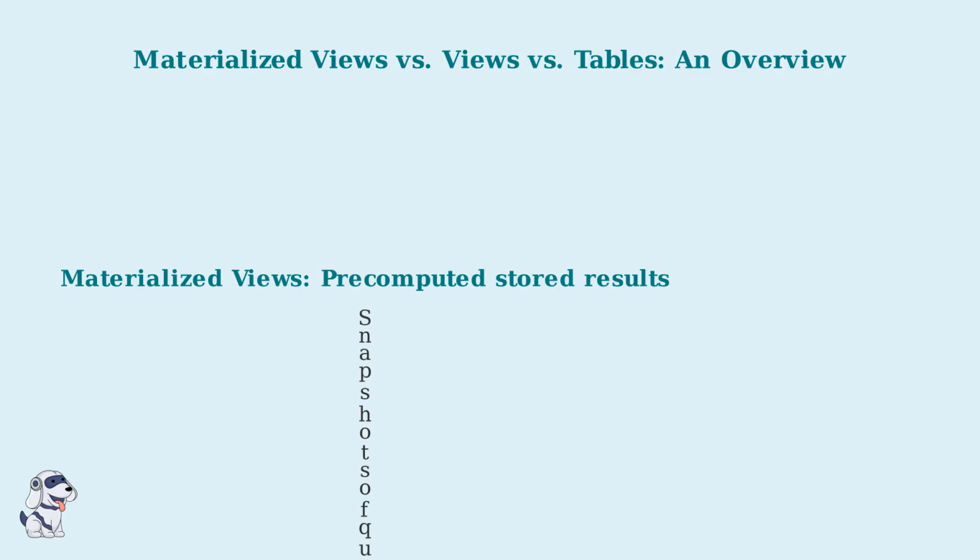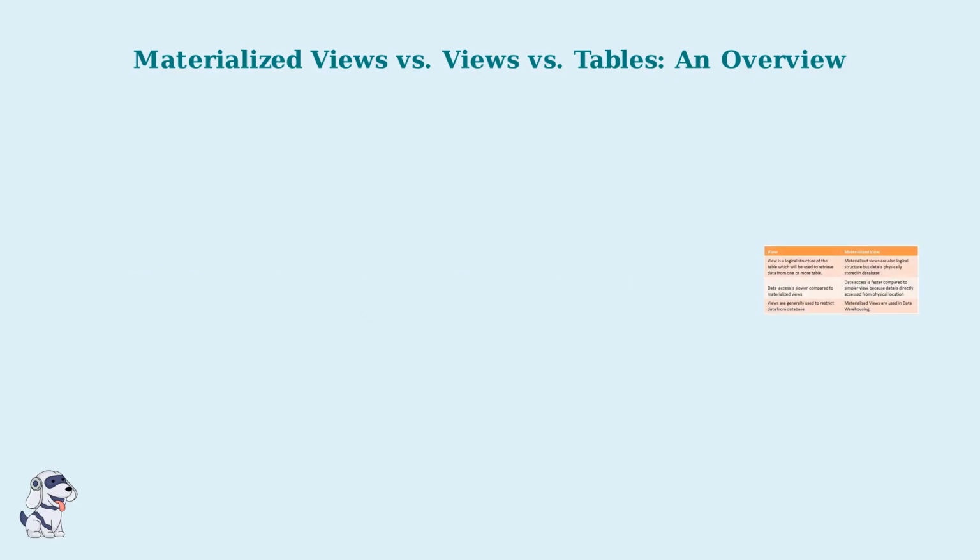Materialized views are pre-computed snapshots of query results stored physically, similar to tables but derived from base data. They require periodic refreshing to stay current, but provide much faster query performance by avoiding recomputation, especially for complex aggregations. This comparison highlights the key differences between views and materialized views in terms of data storage and access speed.